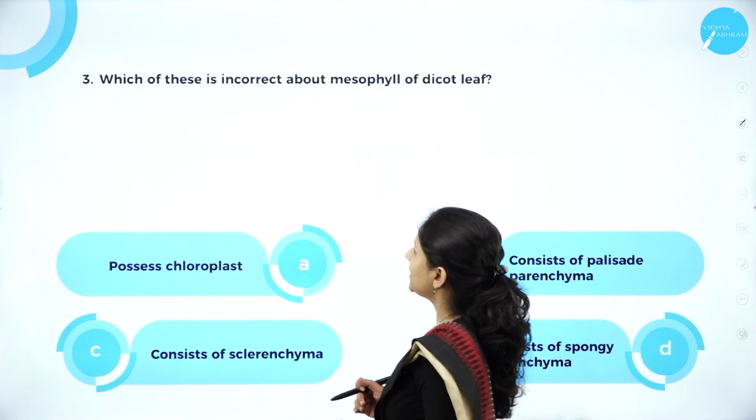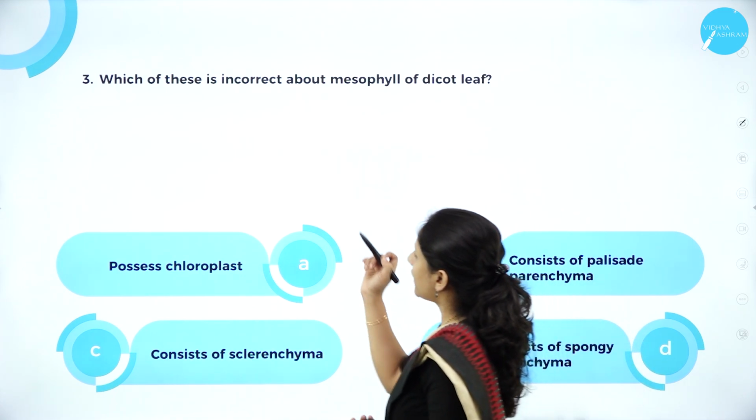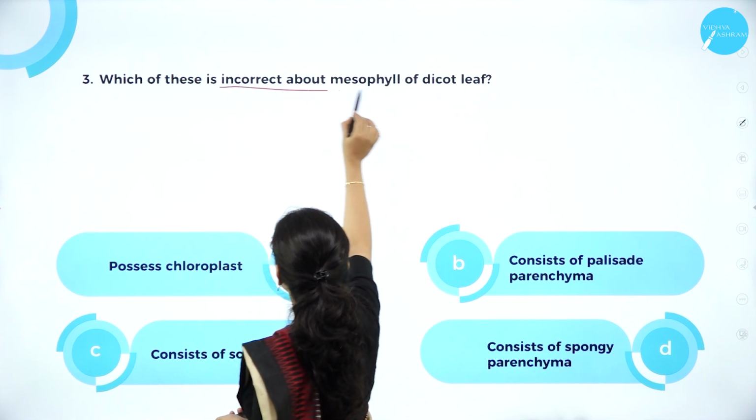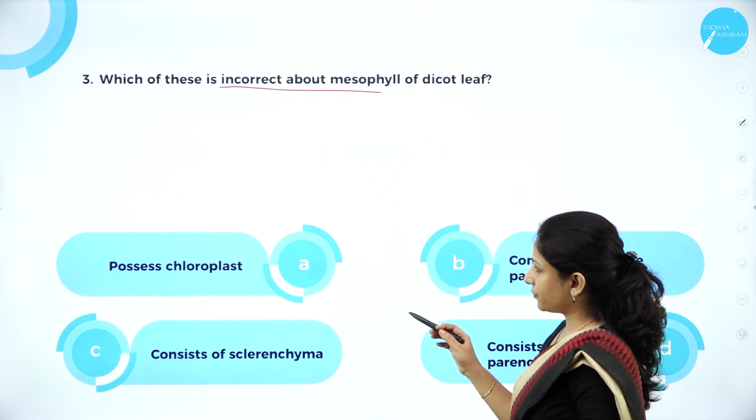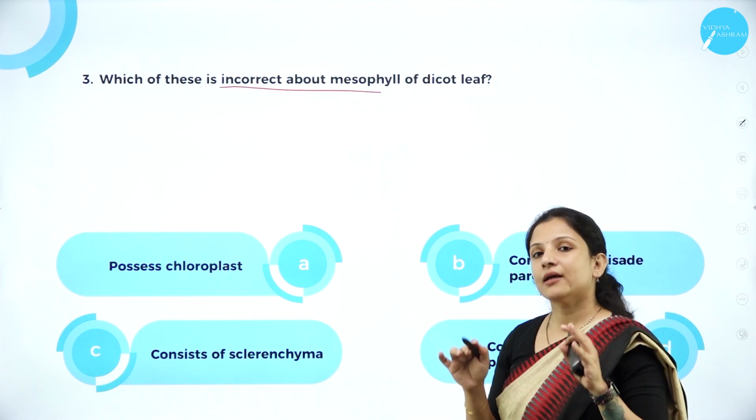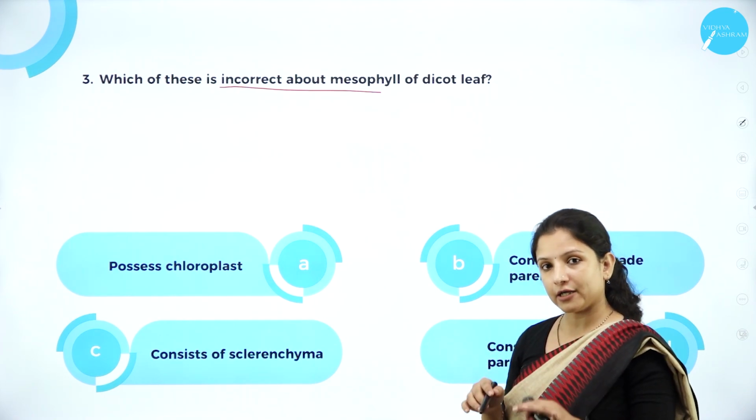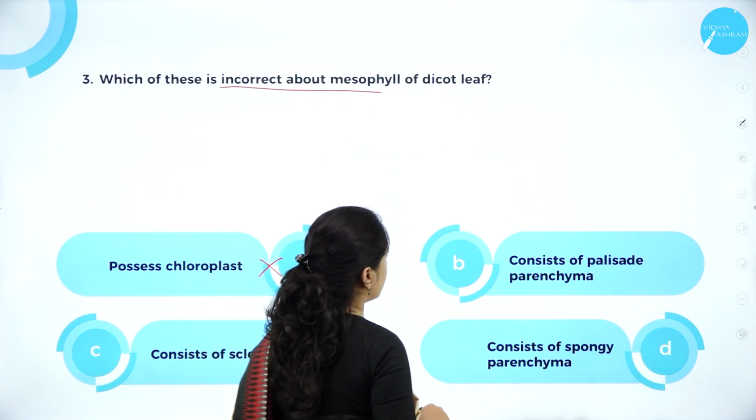Next question, which of these is incorrect about mesophyll of dicot leaf? So we have to find the wrong statement about the mesophyll. Here, possess chloroplast, yes, that is the palisade and the spongy parenchyma that is present in the mesophyll of dicot leaf. They have chloroplast pigments in them. So therefore this option is not correct.